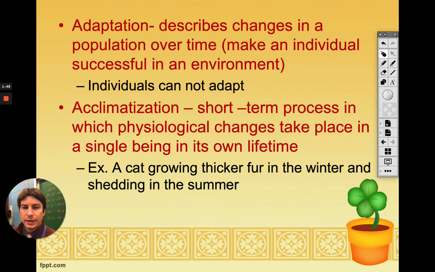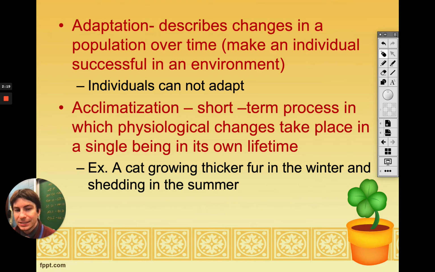The second one here, acclimatization, here's an easy way to think about this. Acclimatization, shorten it to acclimate. All right, it's just a shortened version of it. So this is a process in which changes take place in a single being in its own lifetime. So adaptations, we talked about individuals and they cannot adapt. But acclimatization says this is something that can change in your lifetime.